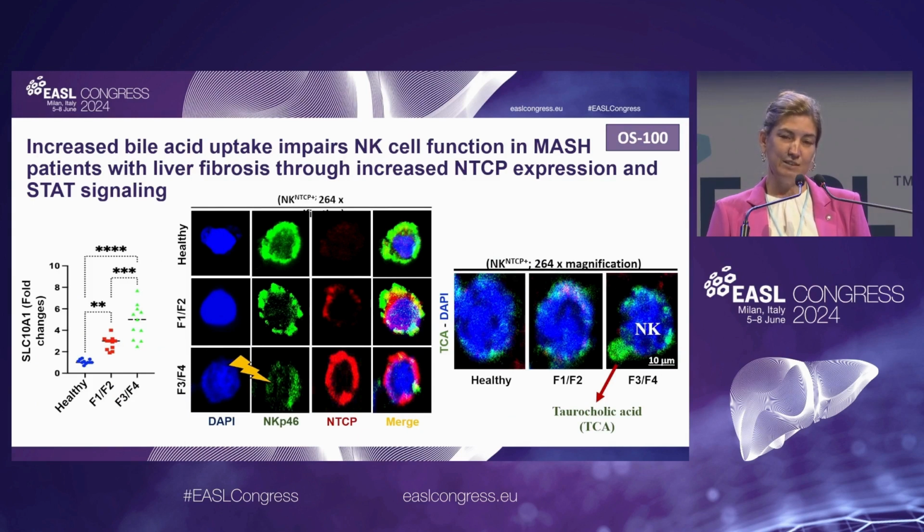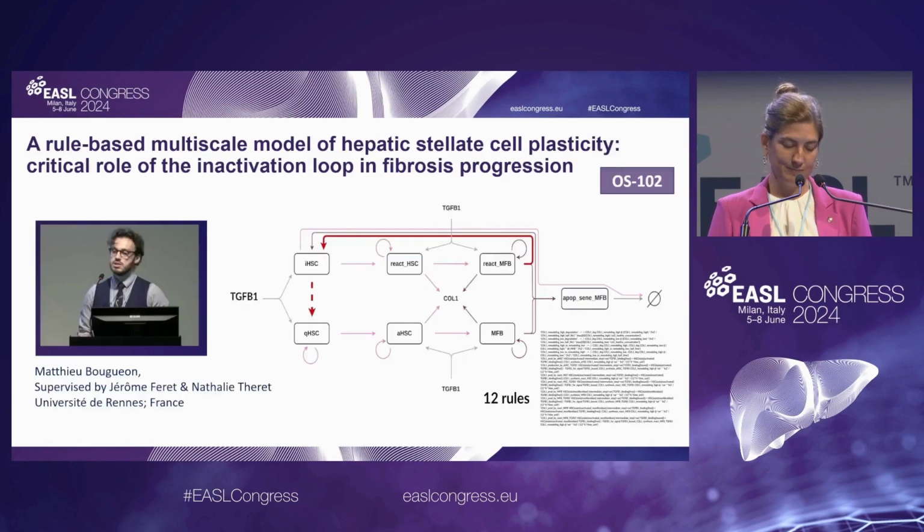They report that NTCP is expressed in NK cells upon fibrosis, and that its expression increases with fibrosis stage. The NTCP-expressing NK cells could take up taurocholic acid, and the authors further show that there is a function for STAT3 signaling in this process.